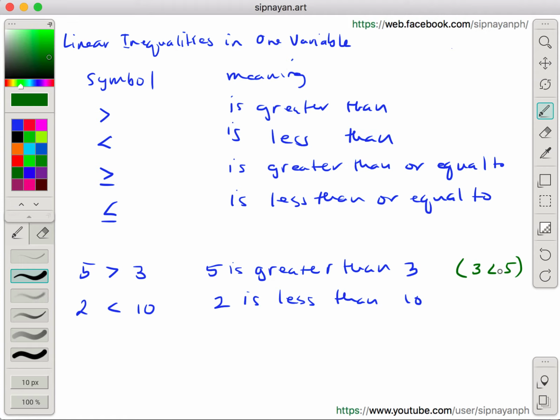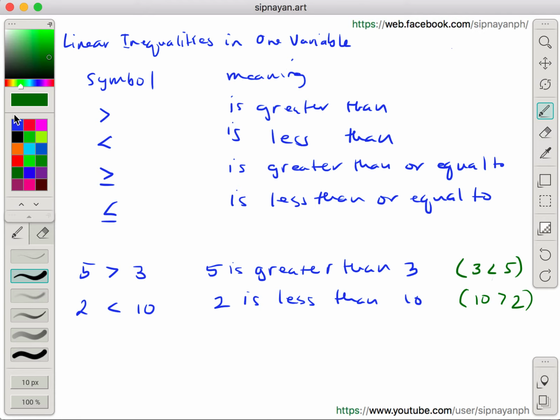Pag hindi ko siya binaliktad, magiging 3 is greater than 5, which is not correct, no? And also here we have 2 is less than 10. Pwede ko rin siya isulat as 10 is greater than 2. So, yan, pwede natin isulat in two ways yung pag dalawang numbers yung ino-compare natin.